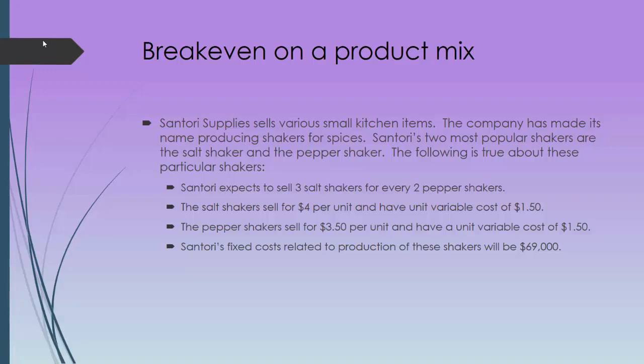We have Santori Supplies, and they sell small kitchen items. The company has made its name producing shakers for spices. Their two most popular shakers are the salt shaker and the pepper shaker. We're going to keep this to just two products to keep it simple. Here's what is true. They expect to sell 3 salt shakers for every 2 pepper shakers they sell. These salt shakers are going to sell at $4 a piece, and they cost $1.50 to produce. That's their unit variable cost. The pepper shakers are going to sell for $3.50 a piece, and they have that same unit variable cost of $1.50. And they expect that their fixed cost related to production of these shakers is going to be $69,000.